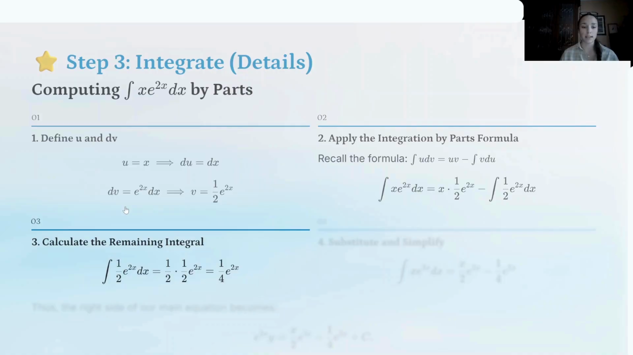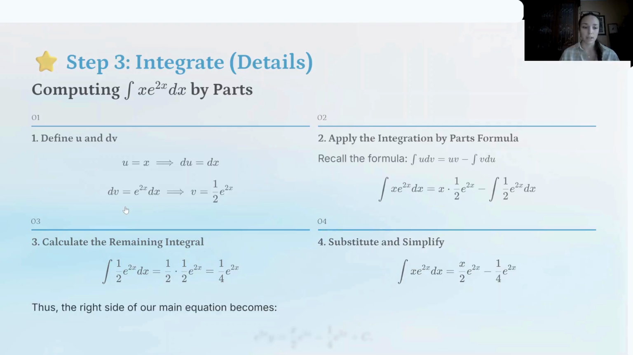Then we are going to calculate this remaining integral, our integral of v du, and now this is a much easier integral to solve. We only have one variable inside our integral, 1x, so we can just use essentially the reverse power rule here, which gives us 1 over 4 e to the 2x. Then we're going to just substitute this into our original formula and then simplify. Thus, the right-hand side of our main equation becomes the following: x over 2 e to the 2x minus 1 over 4 e to the 2x plus c.